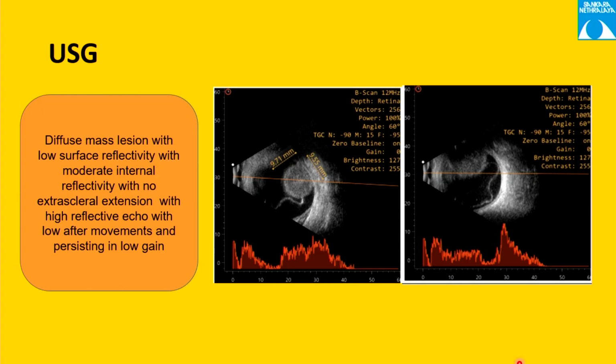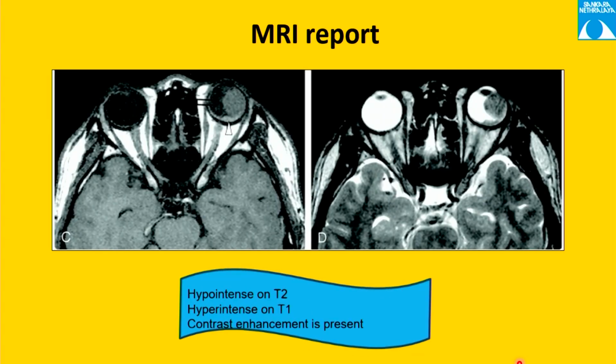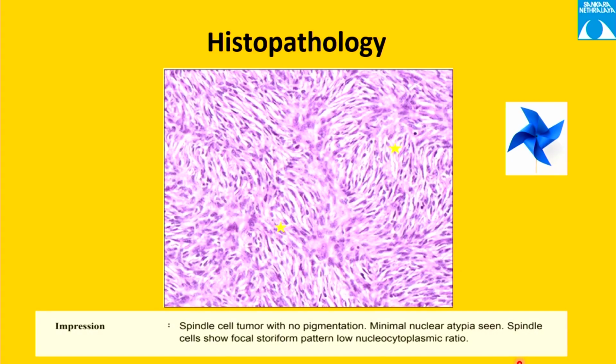One more thing to note is look for the extrascleral extension, and there was also the presence of retinal detachment. MRI was done, which showed a hypointense lesion on T2 and a hyperintense on T1. Contrast enhancement was present. So this patient, we were suspecting any malignant pathology. So histopathology was done, which showed a spindle cell tumor.